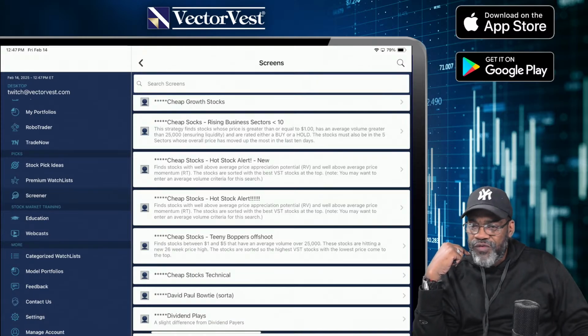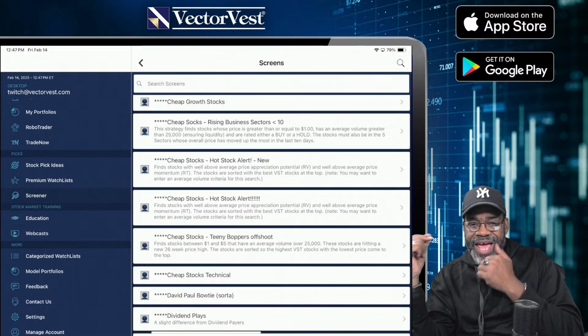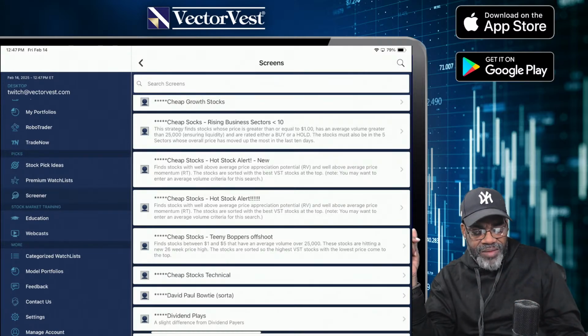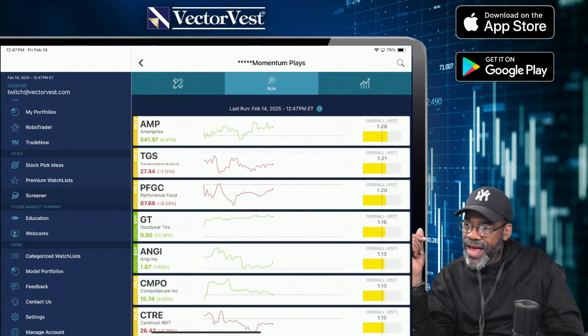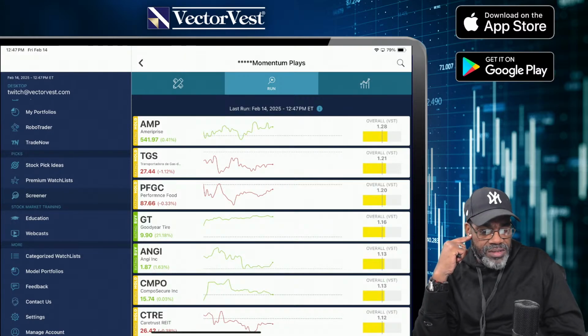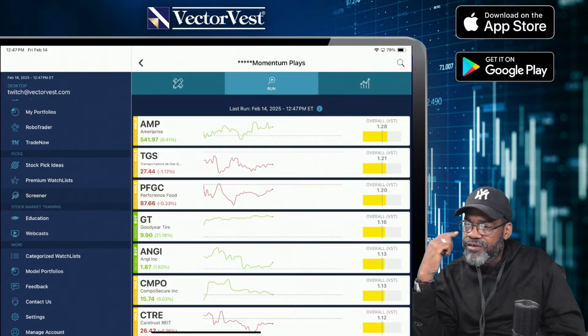So no, if you don't have premium, but if I have premium and I have access to the desktop, I can put them here. I've got momentum plays. Look at that. And I can now look at it on the mobile app. Carol says, I used that feature a lot during Hurricane Helene when we had no internet for 3 weeks.